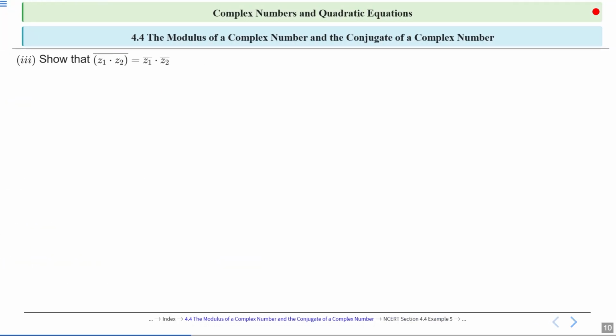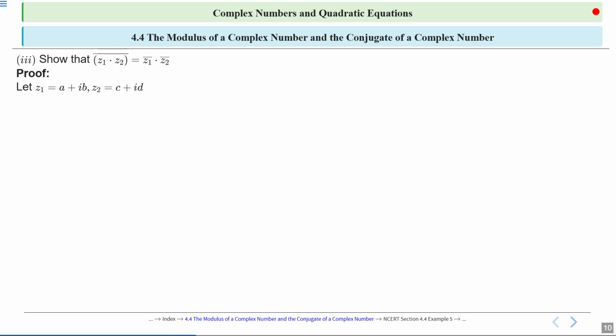Now let's look at an important property of complex numbers. The conjugate of a product equals conjugate of Z1 times conjugate of Z2. Okay, so now we will prove it. Let's start the proof. We will go step by step to show why this property holds.